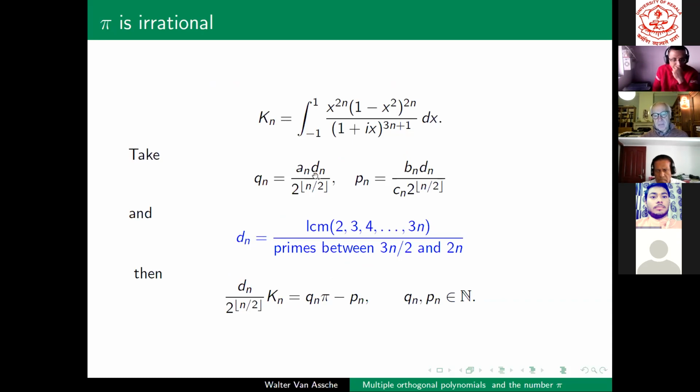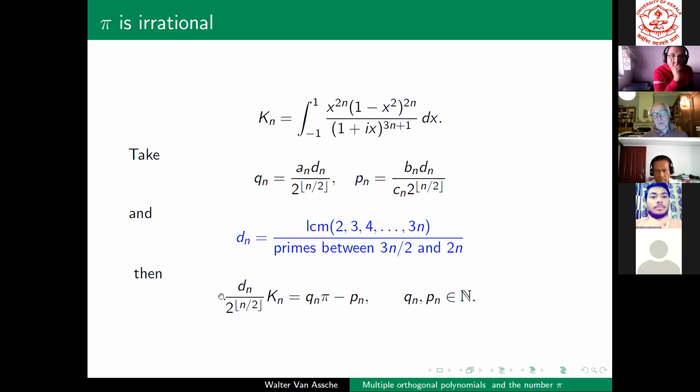If you do that and multiply the a_n by this d_n and you divide away this power of 2, and the same, if you multiply the b_n by this d_n and divide by this 2 to the power n over 2, then this becomes an integer. So the p_n becomes an integer. The a_n was already an integer, and I divide away this factor and I multiply by another integer, so that stays an integer. And so this number now becomes an integer times pi minus p_n. So p_n over q_n is now a rational approximant for pi.